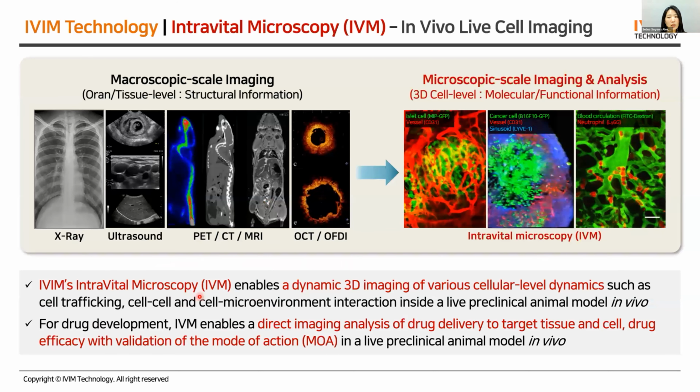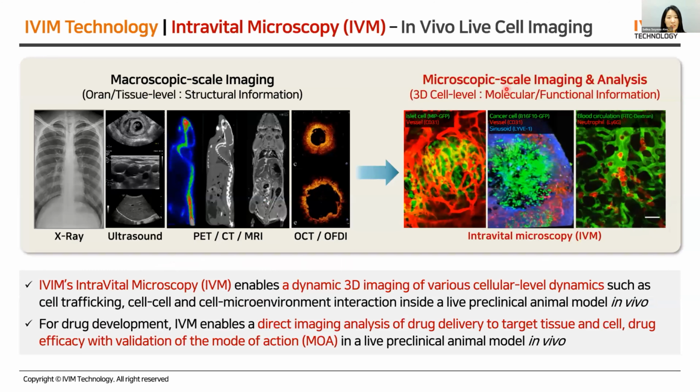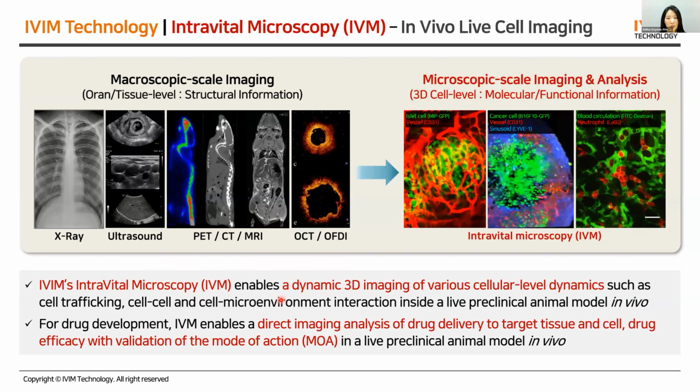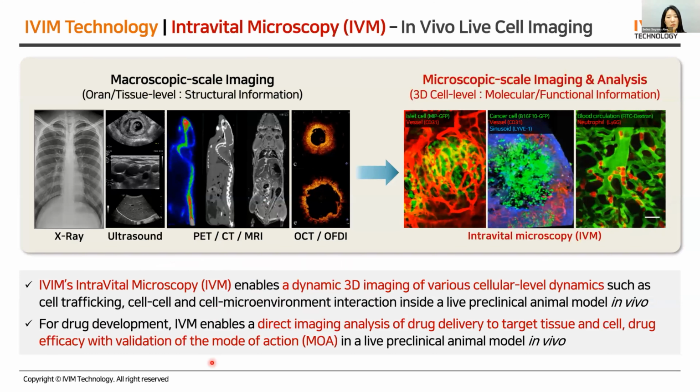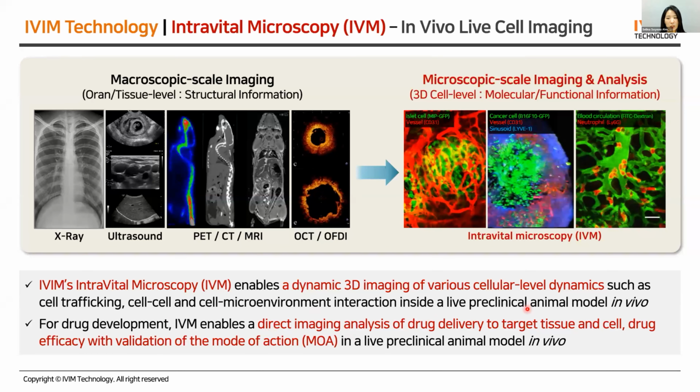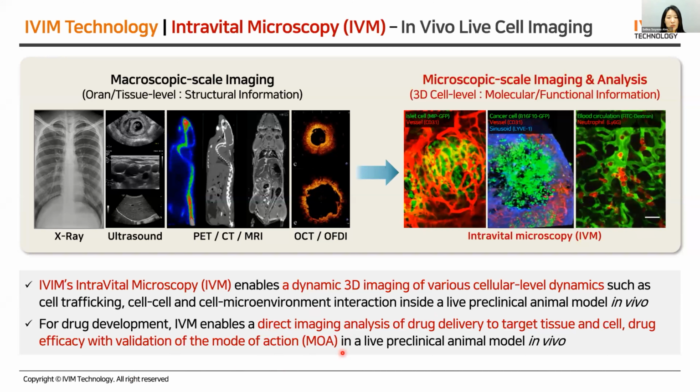IVIM's intravital microscopy enables 3D cell-level microscopic imaging and analysis in vivo. It successfully achieves dynamic intravital cell imaging, such as real-time cell trafficking, cell-to-cell interaction, and cell-to-microenvironment interaction inside of the living body. And furthermore, it can be widely applied to therapeutic research fields, investigating drug delivery to the target tissue, drug efficacy, and therapeutic mode of action validation in various preclinical animal models of human disease.